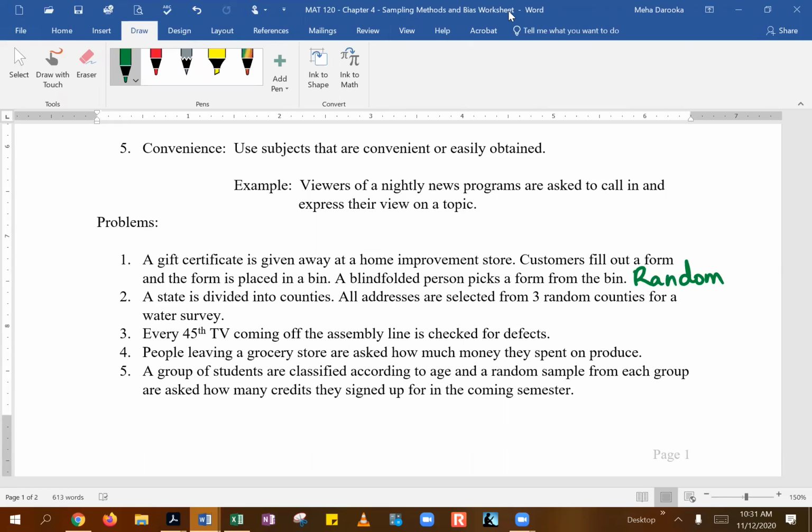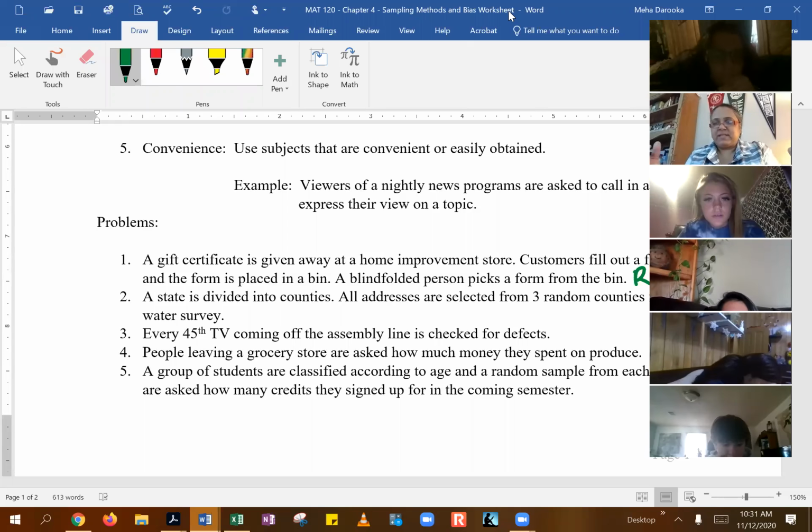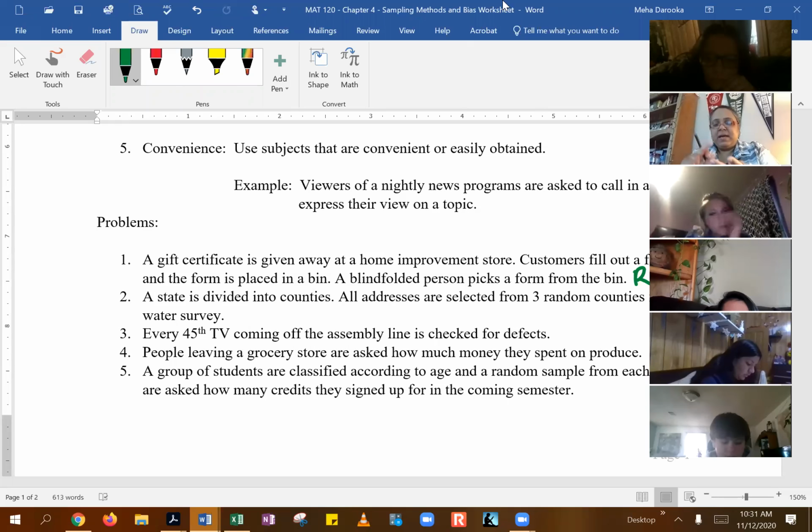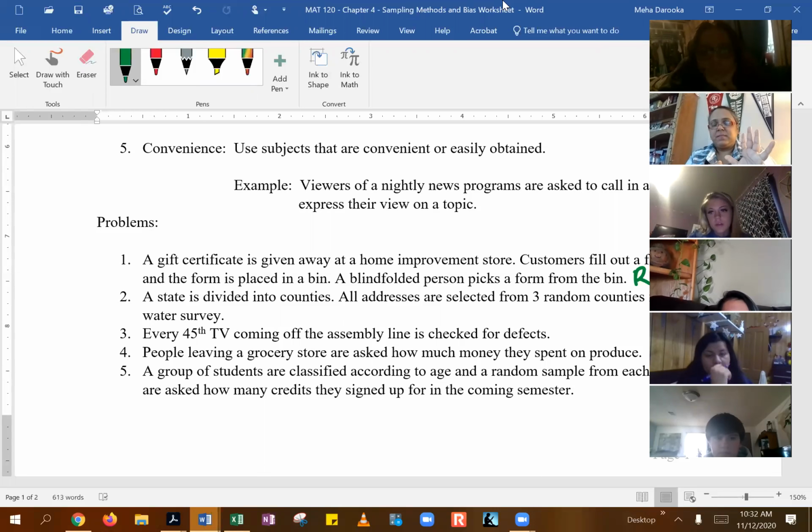Random. Okay, number 2 is talking about a state divided into counties. All addresses are selected from 3 random counties for a water survey. So of course we know states are already divided into counties, and they're talking about all addresses being selected from 3 random counties for a water survey. So again, will this be random, systematic, stratified, cluster, or convenience? Okay, let's see. Burgundy, you're talking about cluster.